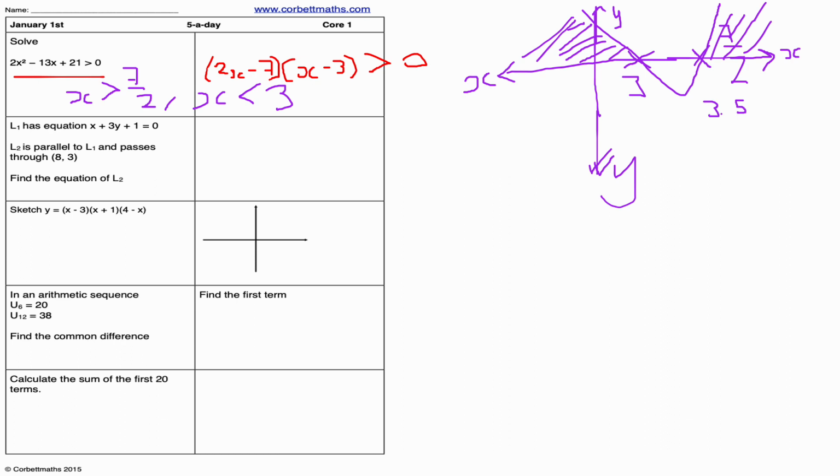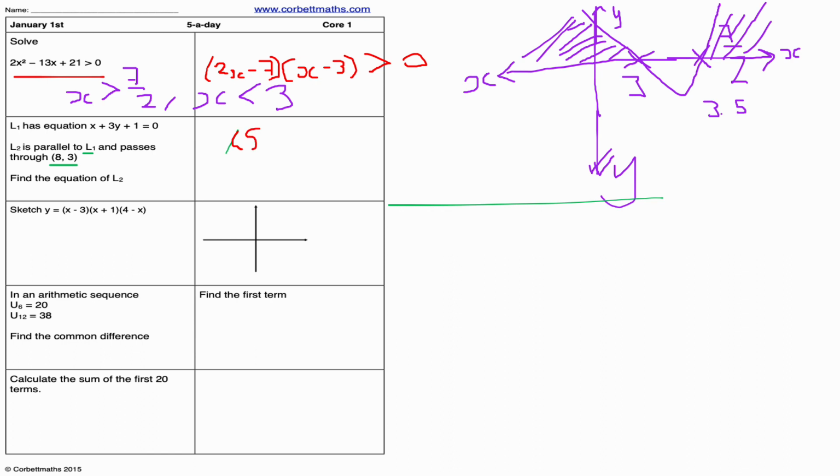Okay, question number 2, guys. It says that line L1 has the equation x plus 3y plus 1 equals 0. L2 is parallel to L1 and it passes through the point 6, 3. Or is it an 8? Sorry, I think it is an 8, so it's 8, 3.